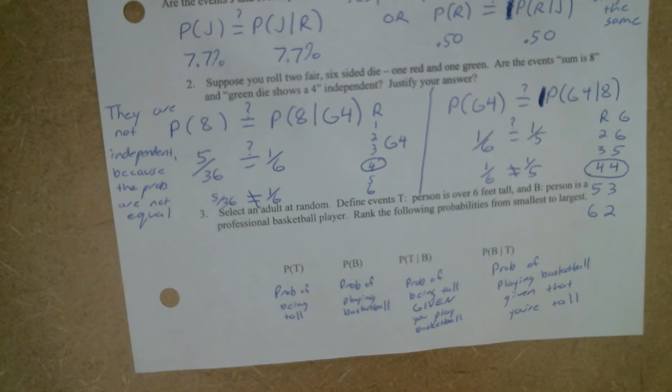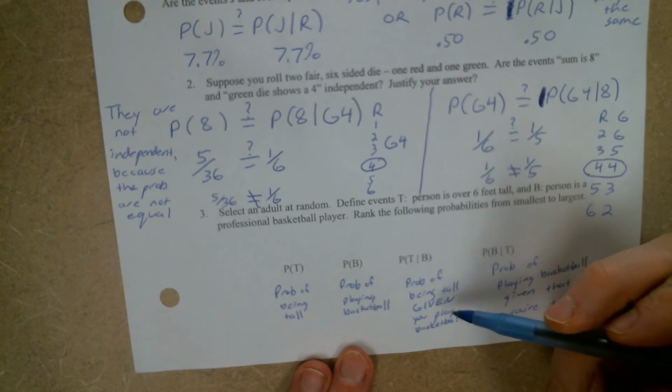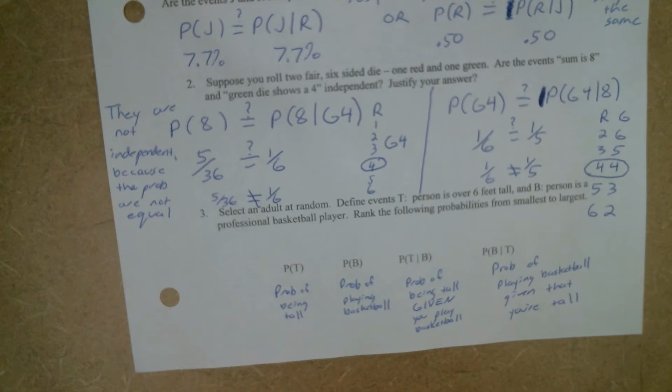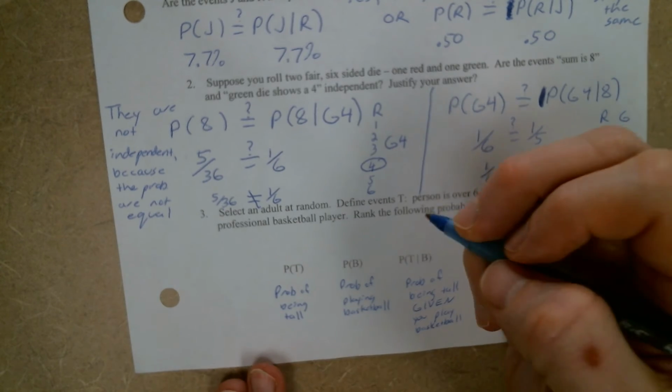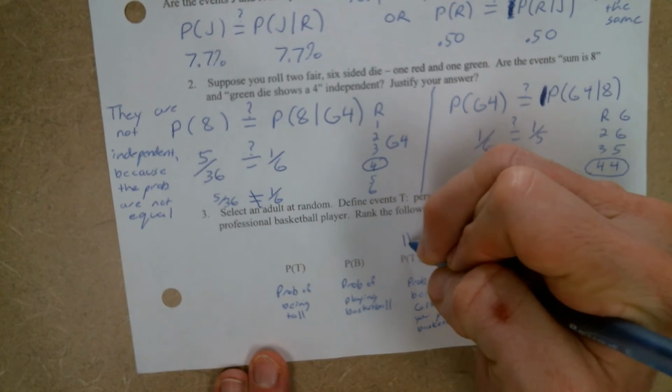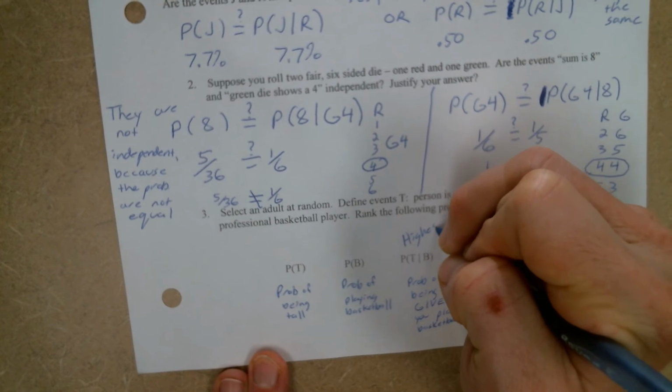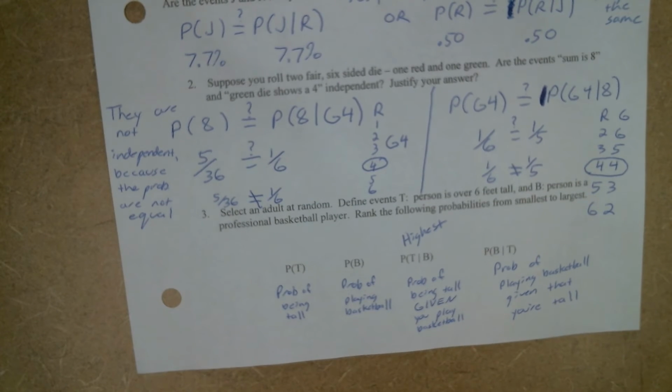It says rank the following probabilities from smallest to largest. So which one is the lowest probability? Which one is the highest probability? So I would say that this one right here is the highest probability: the probability of being tall given that you play basketball. If you play professional basketball, there's a very high probability that you're tall. So I would say that this has the highest probability.